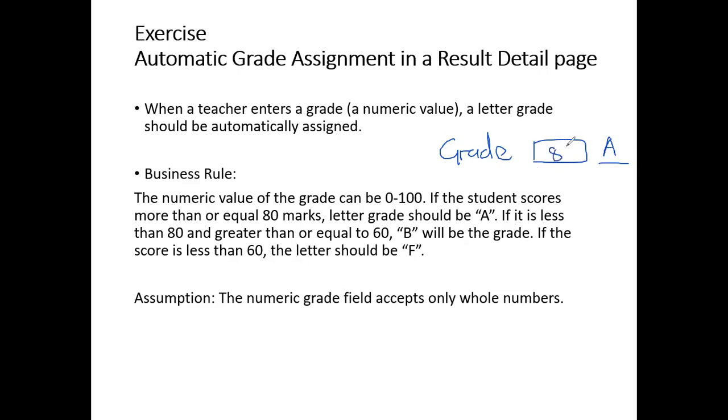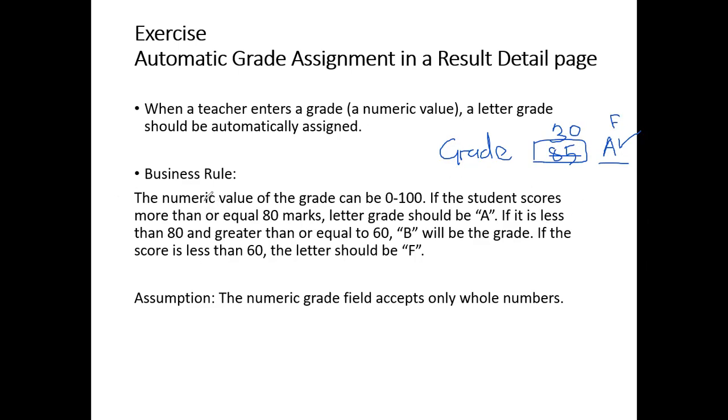Once a teacher enters a numeric value, the system will generate a letter grade as a result, right? Let's say if teacher enters 85 as the numeric grade, system generates letter A, as the grade belongs to that particular student, right? If teacher enters, let's say 30, system generates F as the result, right? This is the requirement of this grade assignment in the result detail page.